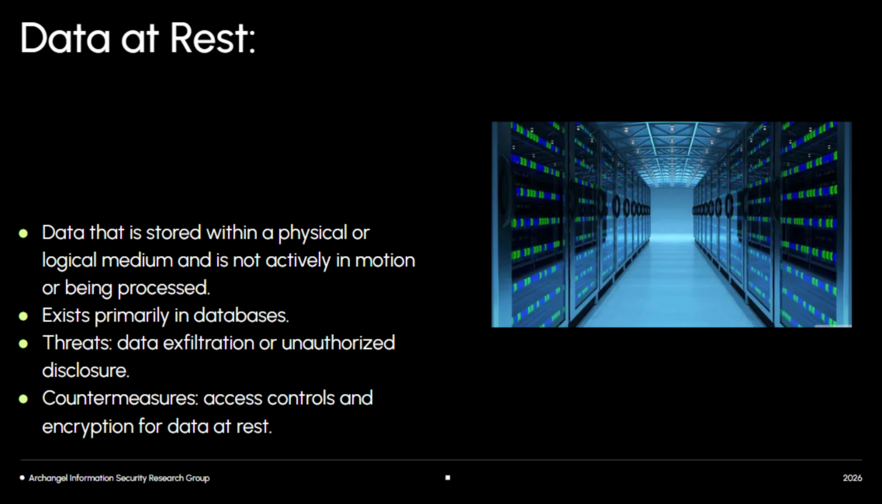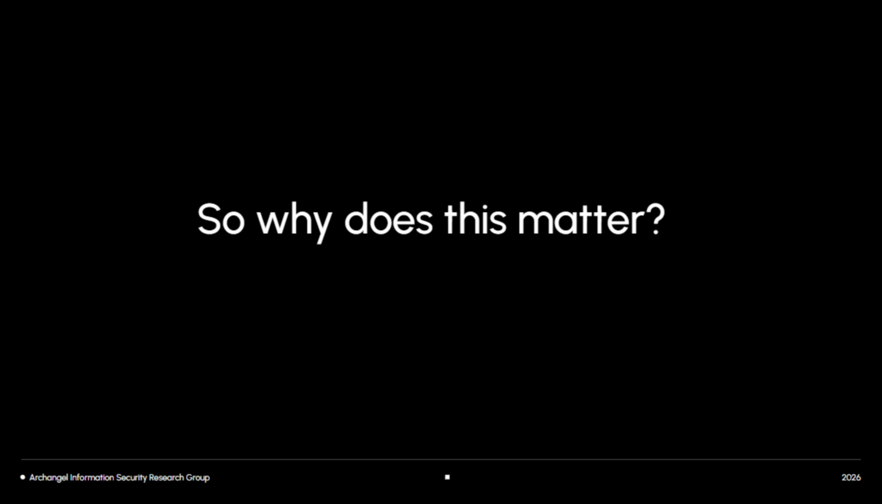Although this data may appear safe because it isn't moving or in use, it remains a valuable target for attackers. Common threats include data exfiltration, unauthorized access, stolen storage devices, and accidental exposure caused by a misconfigured system. Organizations protect data at rest by using encryption, access control, data classification, backup security, and monitoring systems to detect unauthorized access attempts.